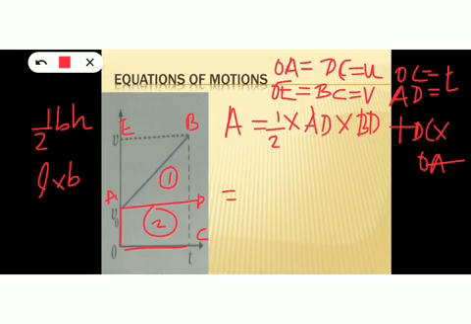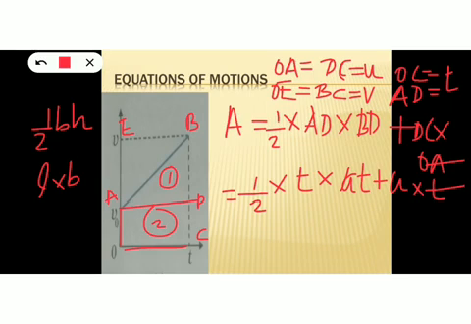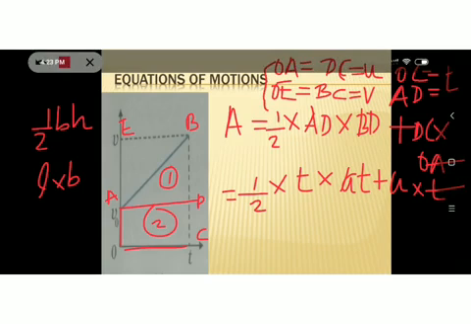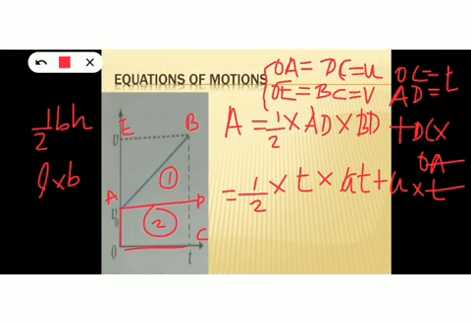Substituting for AD, BD, OC and OA, equal to half into AD. What is AD? AD is equal to T. BD: from the previous equation of motion, we got BD is nothing but AT plus DC. What is DC? DC is U. Again, OA is T. All these data are given here. Just look at that data. Okay. So you will get equal to U into T.